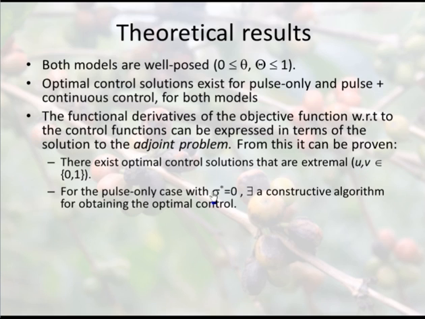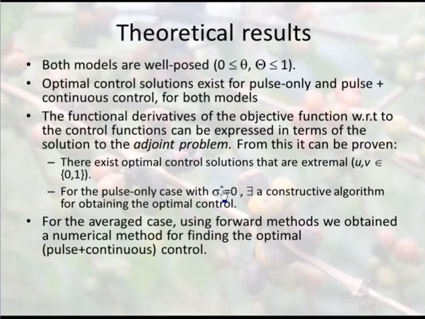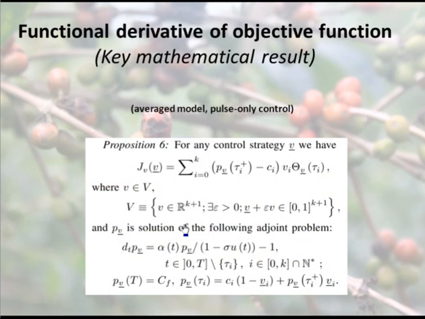Now, for the pulse-only case, that is, u is not present, but we're just looking at v, in the case where sigma star is 0, there exists a constructive algorithm for obtaining the optimal control. And this is done using the solution to the adjoint problem. Basically, you solve backwards to find the optimum. For the averaged case, that's the case of large theta, using forward methods, we have a good numerical method for finding optimal pulse plus continuous control. So the first result is for either the averaged or non-averaged model. This result is for the averaged model only. So we have partial results in both ways.